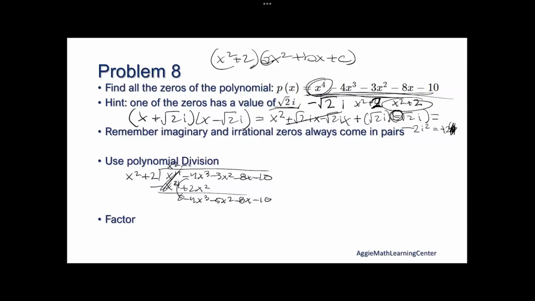So now we have negative 4x, so we have negative 4x cubed minus 8x. Awesome. That gets rid of this one, and it also gets rid of this one right here. So now we have negative 5x squared minus 10 left. So that gives us negative 5 up there. So we have negative 5x squared minus 10, which gives us 0. Awesome. So now what we have is x squared plus 2, and we have x squared minus 4x minus 5. Okay, now we want to find two numbers.